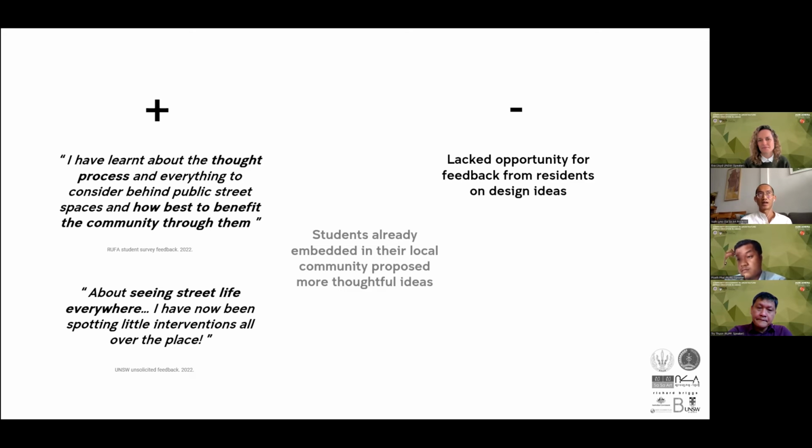However, of course, because of the constraints of the time and structure of the course, we wish to have more opportunities to allow the residents to have conversations and give input, or feedback, on the students' ideas as well, which we wish we had more opportunity to do.